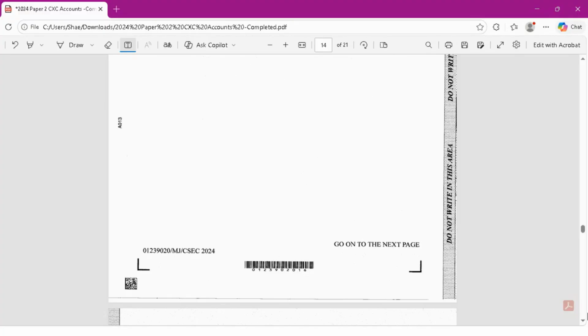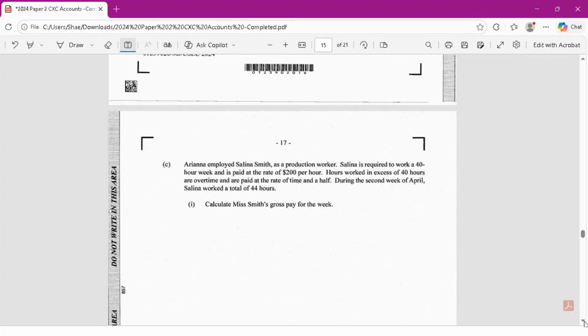So C says Ariana employed Selena, production worker. Selena is required to work a 40-hour week and is paid at a rate of $200. Hours worked in excess of 40 hours is overtime and is paid at a rate of time and a half. During the second week of April, Selena worked a total of 44 hours. So we should calculate her gross pay for that week.